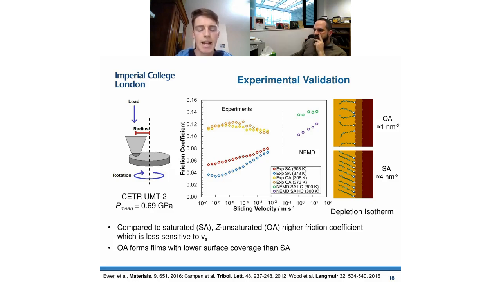On the other hand, oleic acid, which has this kink in the middle of the chain, can't form these high coverage films. You can see on the right there that it can only form low coverage. This was confirmed by some powder adsorption experiments and polarized neutron reflectometer experiments at Cambridge by Stuart Clark's group. They can't form these high coverage films, and essentially you get a much higher friction coefficient, which is less dependent on sliding speed, which is in agreement with the experiments for oleic acid. So that was another quite nice confirmation.